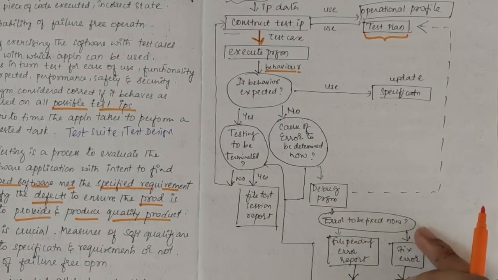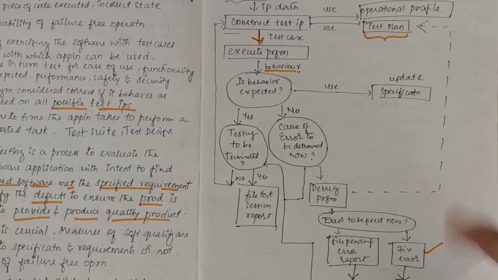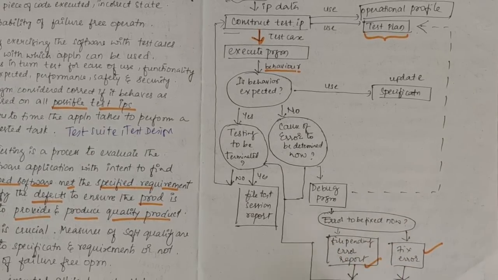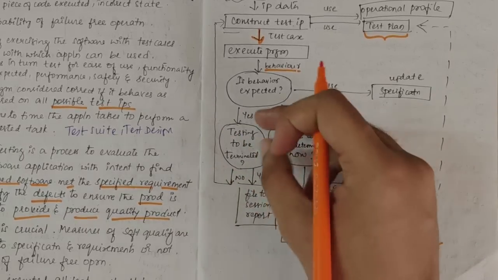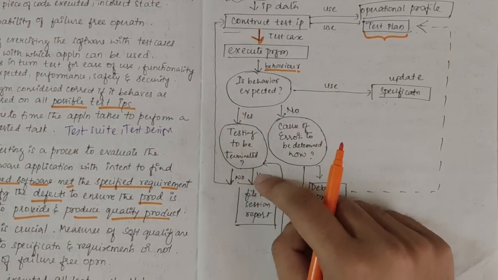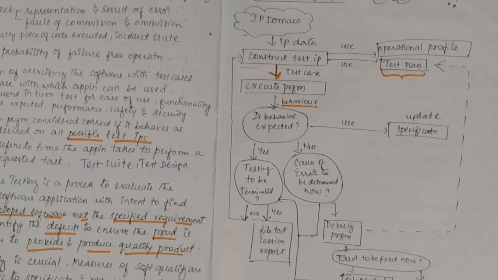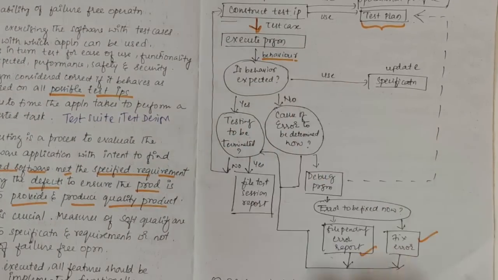Then here, error to be fixed now. So to fix the error, we have two options, either to fix the error or file pending error report, and then get it back to this stage, that is testing to be terminated or not. So this is how the cycle continues. So here initially we are testing, and on this part we'll be looking into the debugging aspect of our program.